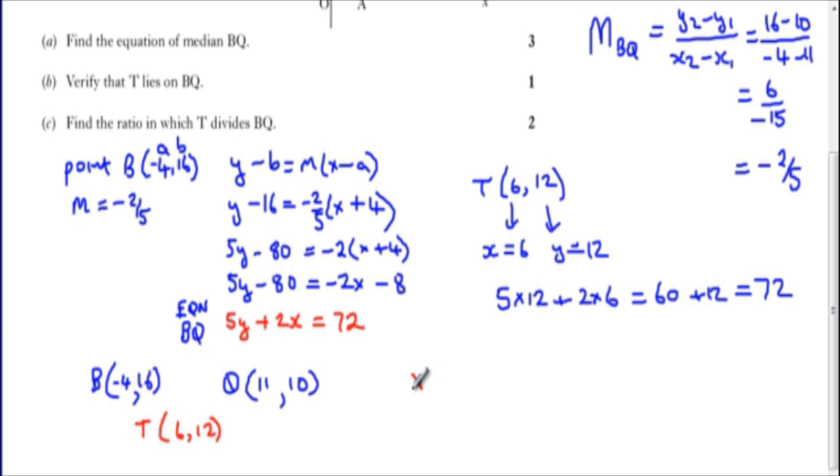Looking at the x coordinates of B, T and Q, you see that B's x coordinate is minus 4, and we have to jump up 10 to get to the x coordinate of T. And then going from the x coordinate of T to the x coordinate of Q, we have to do a jump of 5. So the ratio in which T divides BQ is 10 to 5. But we can divide this down by dividing by 5 to a ratio of 2 to 1.